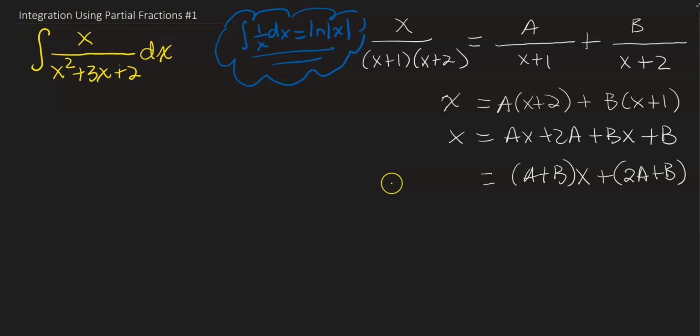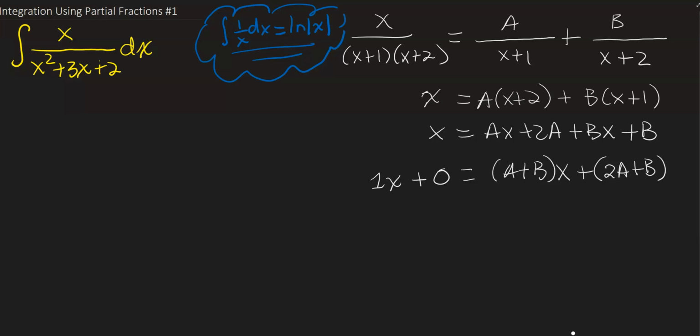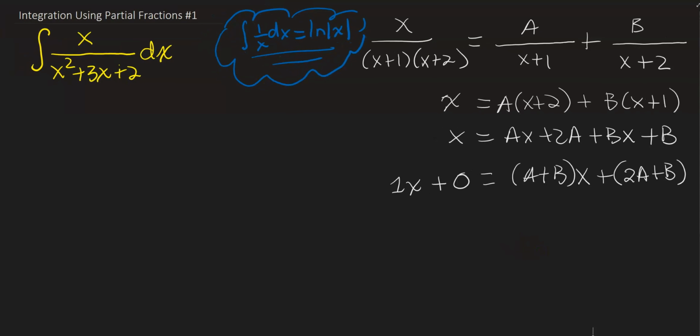Well, on the left hand side, I have 1x plus the constant 0, right? x is 1x plus 0. So when I am matching the coefficients here, I would say a plus b will equal 1. So a plus b equals 1. The constant 2a plus b will have to equal 0. I said a plus b equals 1, so I should write 1. And 2a plus b is equal to 0.